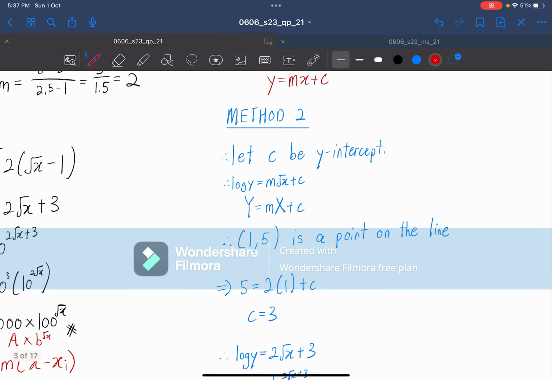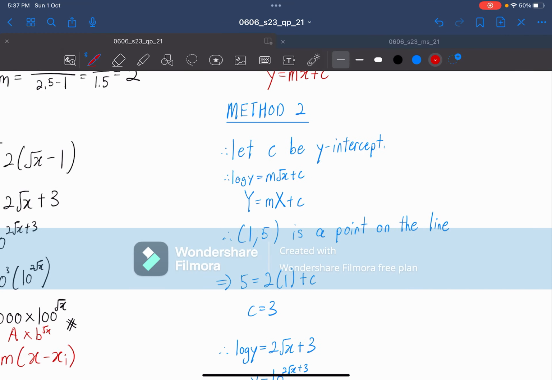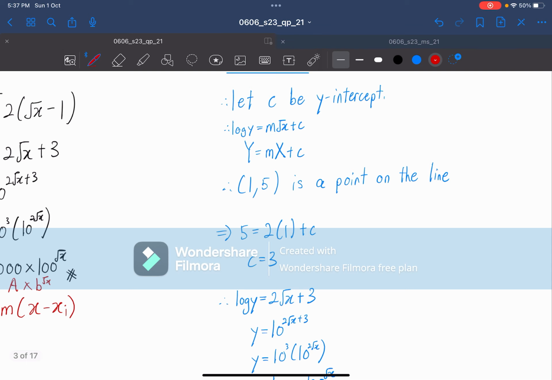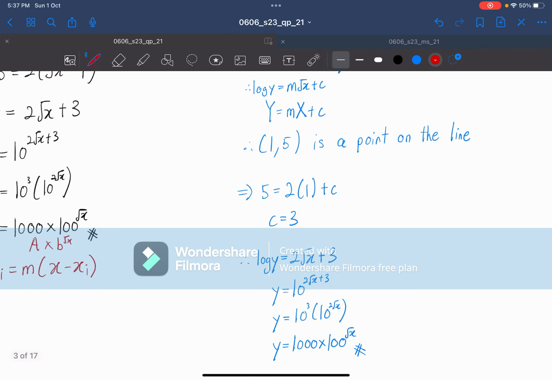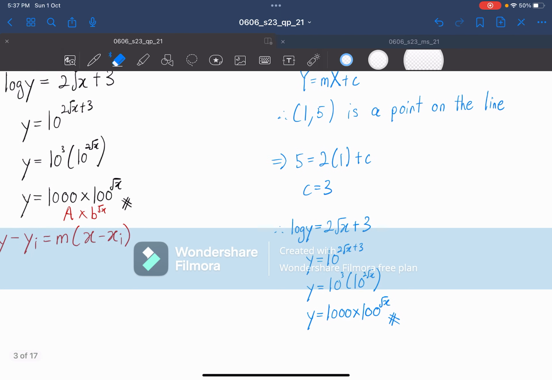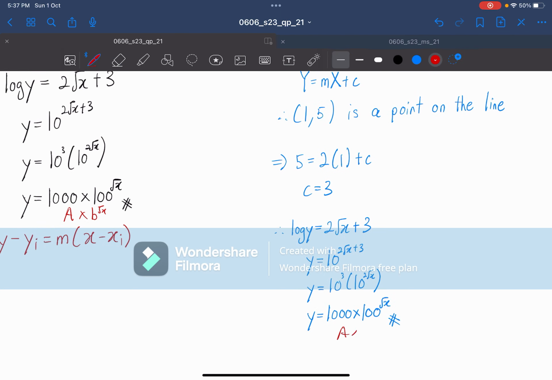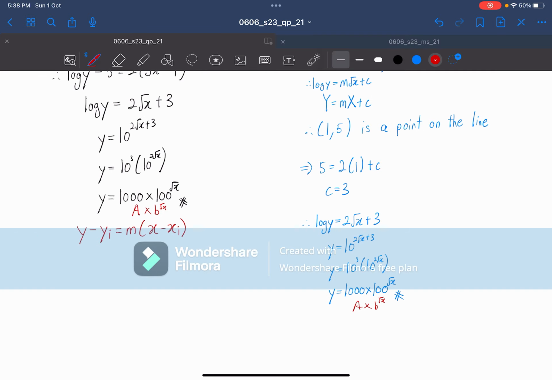So you find c, and we know that log y equals m root x plus c. It's in the form of y equals mx plus c, and we know that (1, 5) is a point on the line, so we can just find the y-intercept, and we found that the y-intercept is 3. Now we can write this back in the form of y equals mx plus c right here, which is log y, because we already linearized it to log y and root x, so we write log y equals 2 root x plus 3. Then same steps as method 1, and you get a times b to the power of root x. So same way to do it.